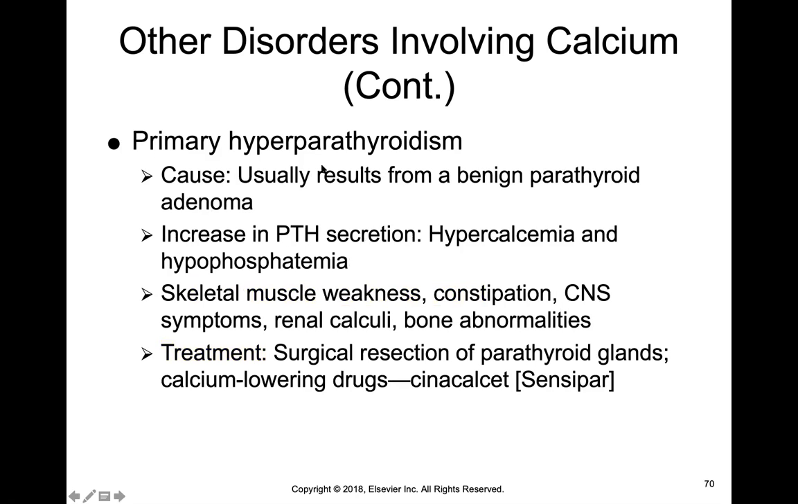Primary hyperparathyroidism is usually a result of cancer. The agent can increase PTH secretion. And the definitive treatment is surgical resection of the parathyroid glands. But really, to suppress PTH with drugs, you can rely on cinacalcet.